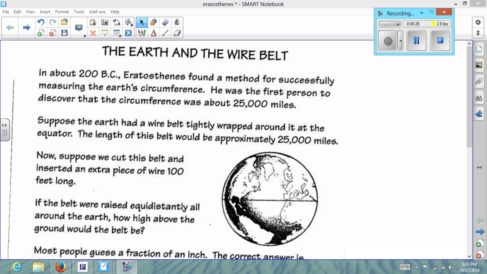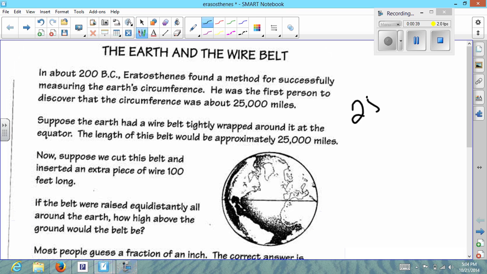But if we cut the belt and put a piece of wire in it that was 100 feet long, and then raise that belt up off the Earth, so now the belt is 25,000 miles and 100 feet long. We raise that belt equidistantly up off the Earth. How far from the Earth would the belt be?